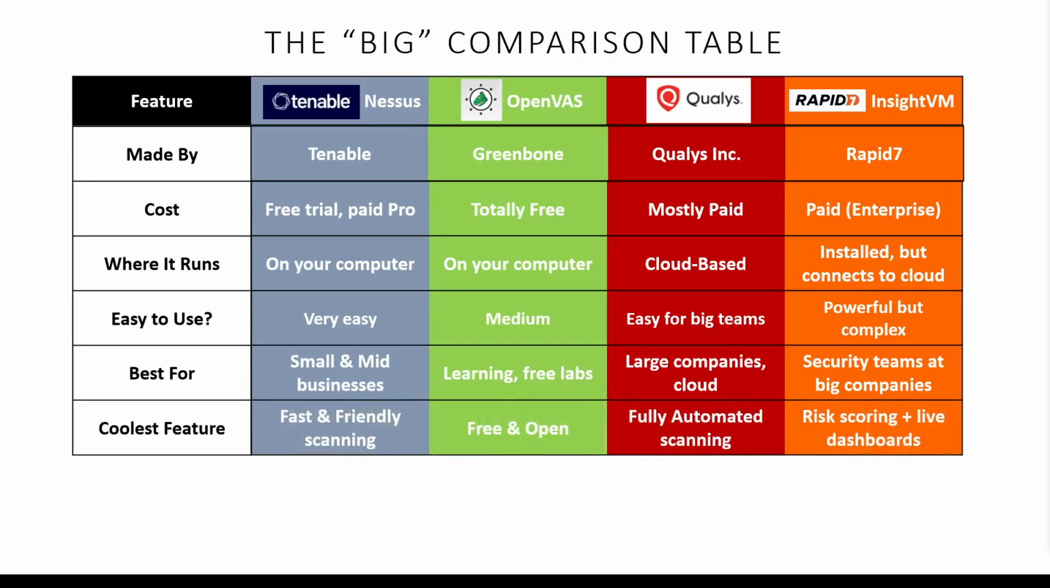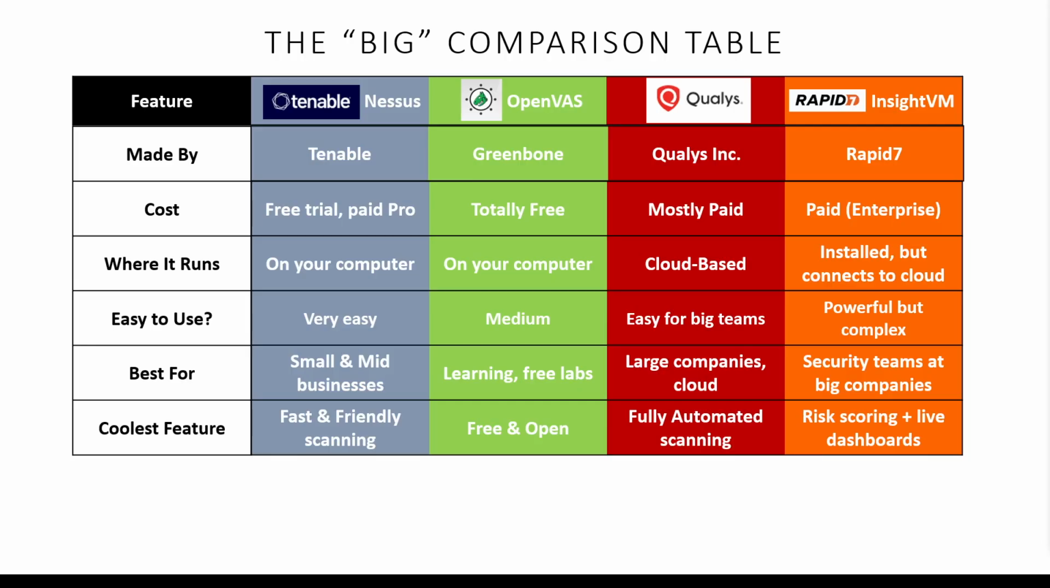The coolest features for Nessus, it's fast and friendly scanning. Again, OpenVAS, it's free, it's open. Qualys is fully automated. That's pretty neat. Insight VM is risk scoring and live dashboards. And so now we're going to understand a little bit more about Insight VM and how it works.